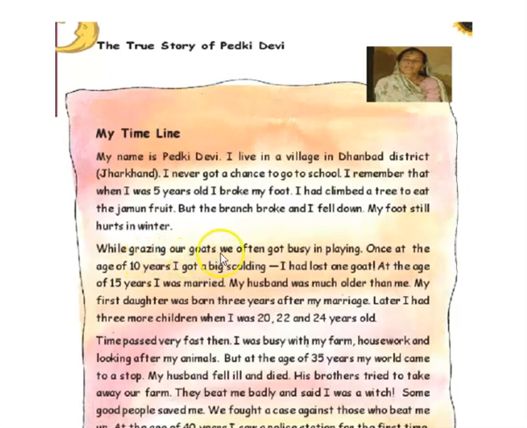While grazing our goats, we often got busy in playing. Once, at the age of 10 years, I got a big scolding. I had lost one goat. At the age of 15 years, I was married. My husband was much older than me. My first daughter was born 3 years after my marriage. Later, I had 3 more children when I was 20, 22 and 24 years old.